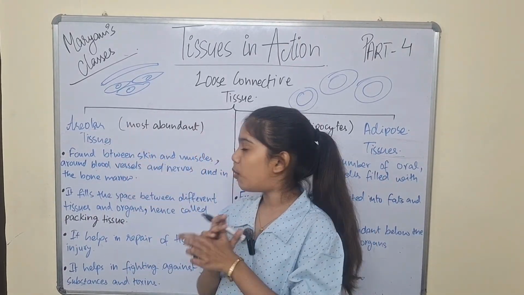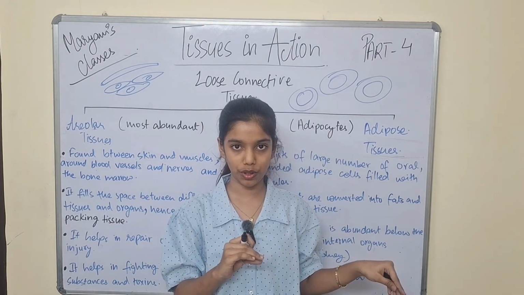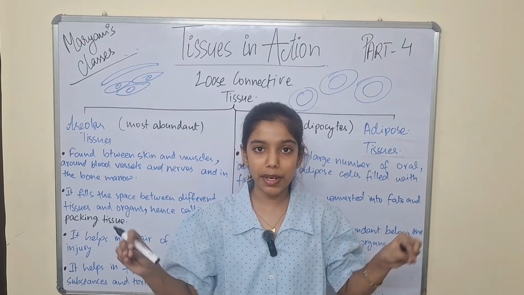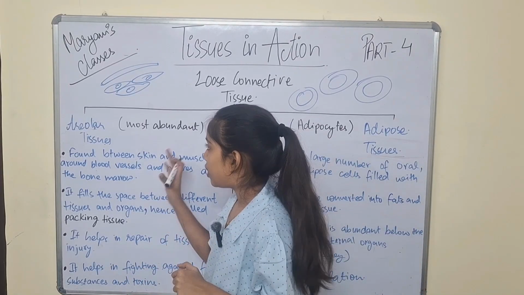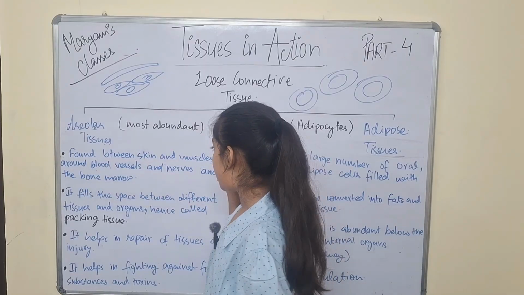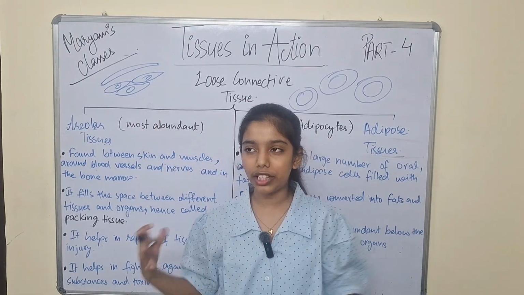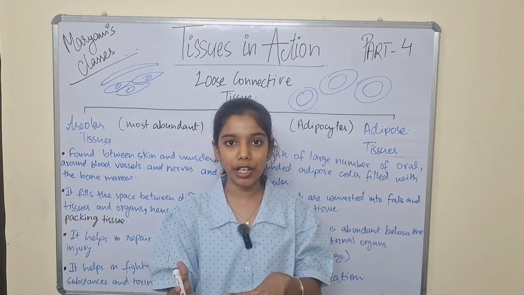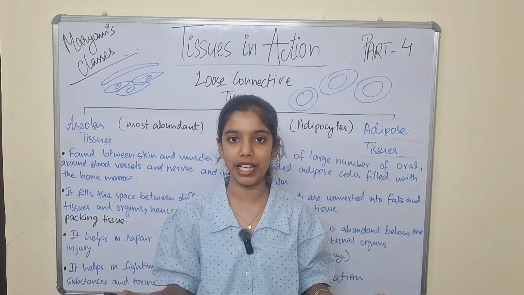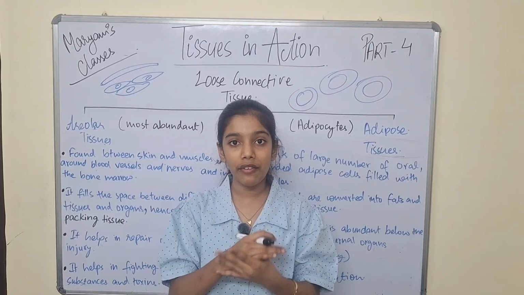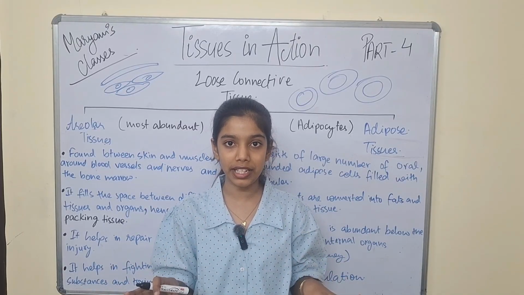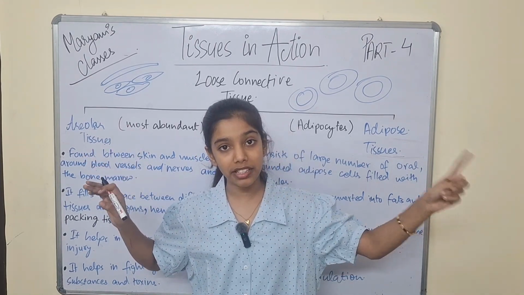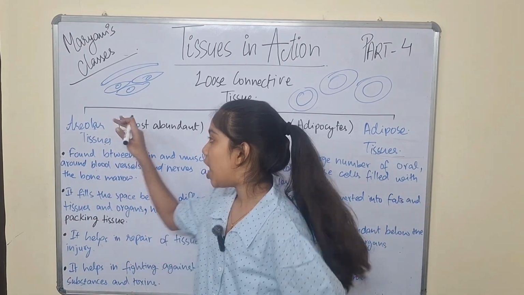Areolar tissue is the most abundant type of loose connective tissue. Abundant means it is present in huge quantity. Actually, it is found between skin and muscles. Areolar tissues are a type of tissue like parenchyma in plants. Parenchyma was a type of tissue which can fit in any place. In the same way, wherever an empty place is present in a human body, this tissue will be present there. Like in plants there was parenchyma, in animals there is areolar tissue.